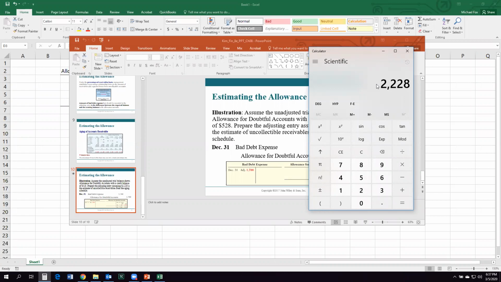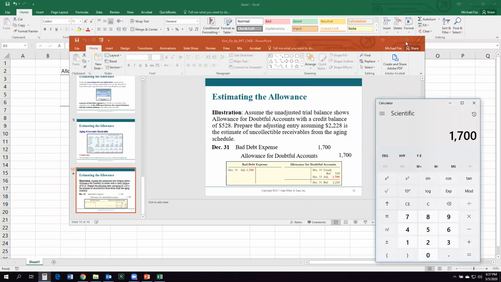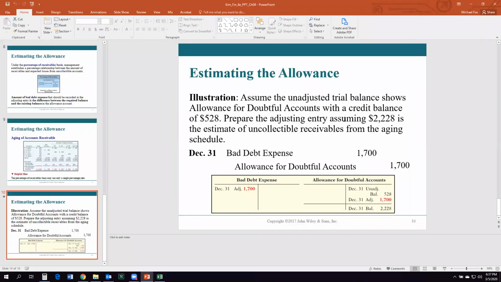Let me ask you this, because that sentence is making me really confused. Assume the unadjusted trial balance shows allowance for doubtful accounts with a credit balance of 528. What does that mean, with a credit balance of 528? Meaning a balance on the credit side, not the debit side. So your account, your estimation, has $528 left. Is that what it is? Yep.